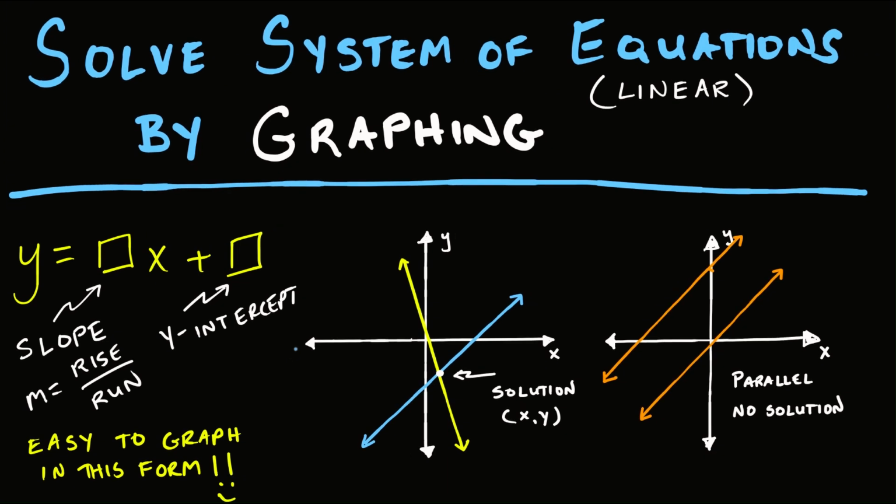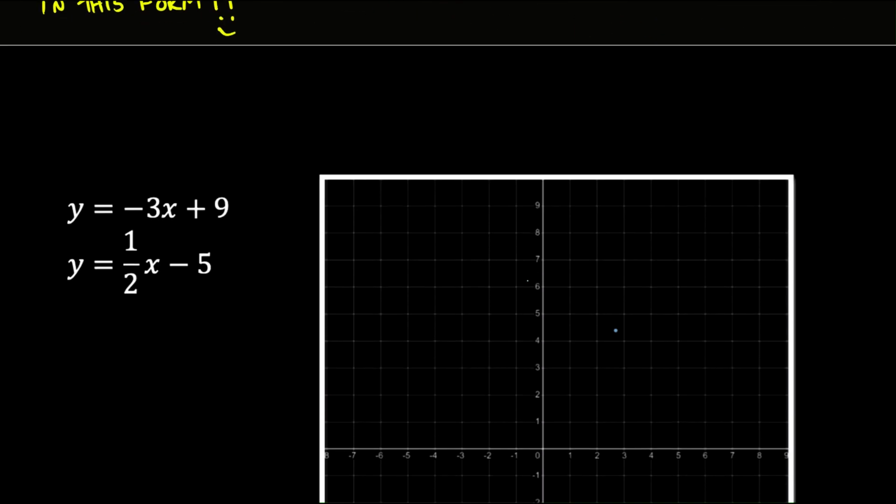And the different outcomes you're going to have is you'll either get one solution when the two lines intersect from different slopes, or you'll have no solutions if they're parallel lines with the same slope but different y-intercept. And there'll be a third case where you have infinite solutions if they're the same line. So let's go ahead and take a look at 4 different examples.